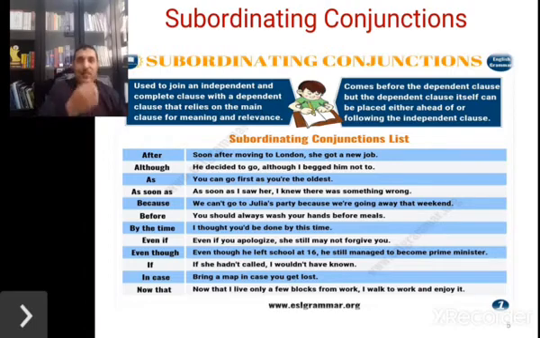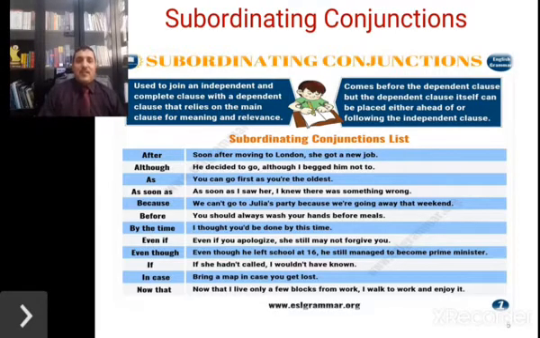Previously we said what? Four in the coordinating conjunctions. But here in the subordinating, we are subordinating the statements, the previous statement by the other. Here we have because. Let us see what is going on there. The example: we can't go to Julia's party, Ali's party, or Fatma's party because we're going away that weekend. They are going somewhere else, so they cannot attend her party.